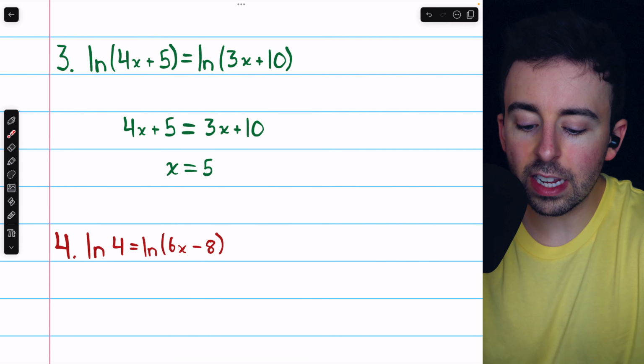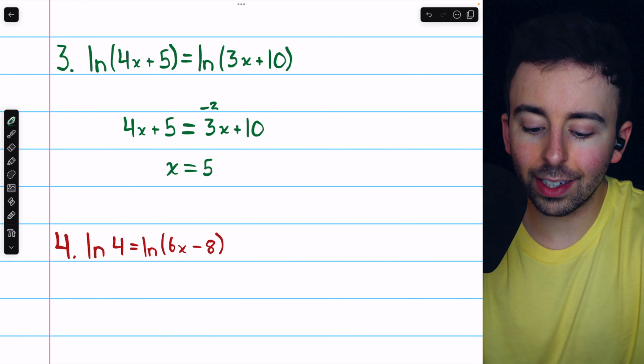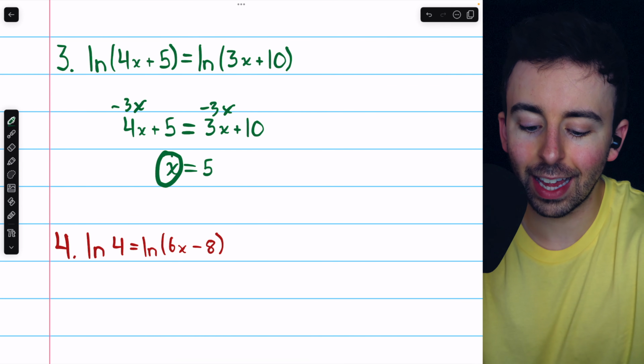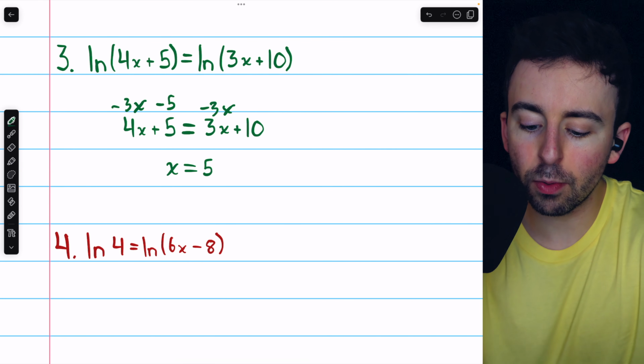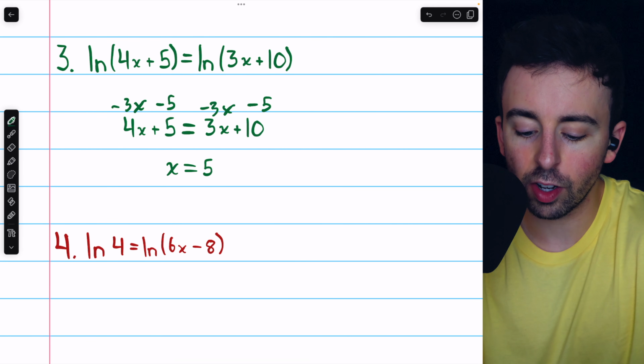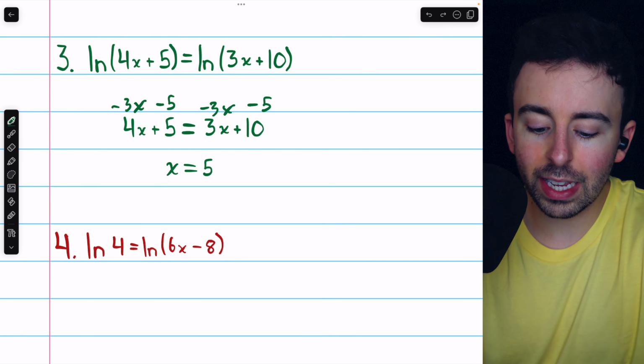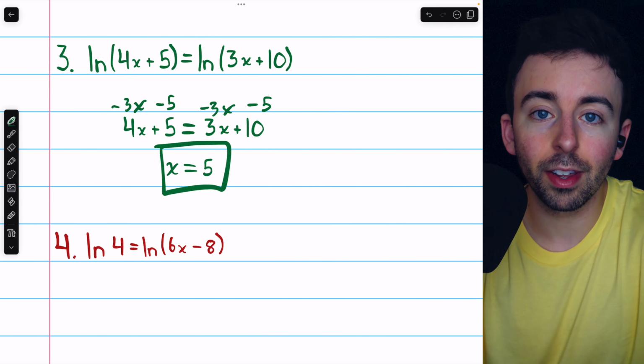Setting those inputs equal to each other, we can subtract 3x from both sides of the equation, which will just leave a single x on the left, and we can subtract 5 from both sides of the equation. So on the right, we'll just have 10 minus 5, which is 5. And so we get our solution, x equals 5.